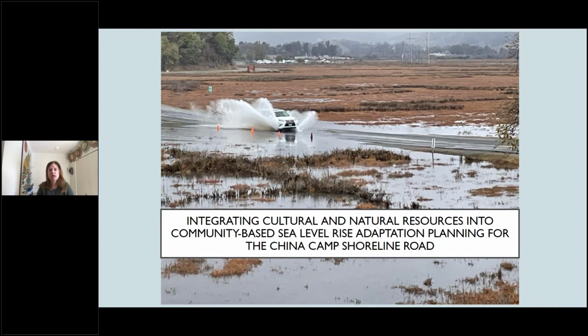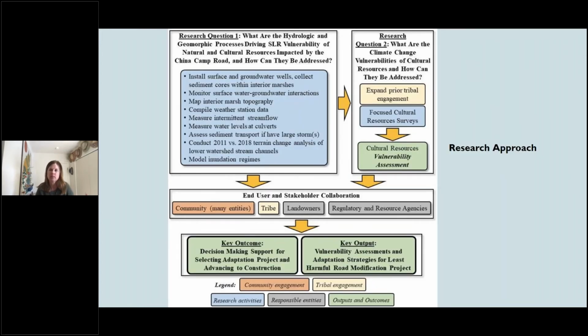Sorry to keep throwing these approach diagrams at you, but I think it's helpful to see the flow of what we intend to do and then how that leads to the outputs and outcomes. So here are research questions around both the hydrology and the cultural resources, highlighting how we intend for the different project components and folks to work with us, and all the while maintaining a really high level of stakeholder engagement.